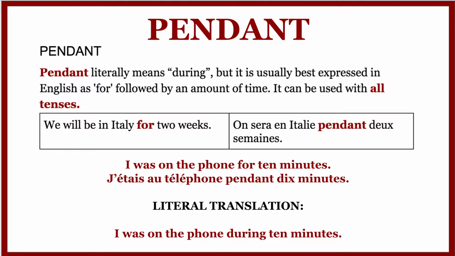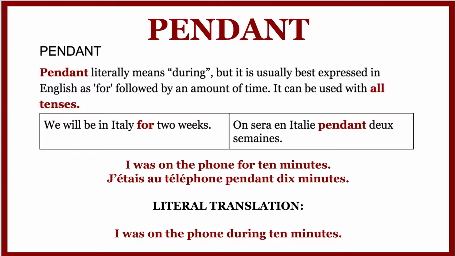I have some more examples, but now I want to talk to you about pendant. Pendant, you might know that it literally means during, but this is another way to express time. The way we would do it in English would be "for," something like, we will be in Italy for 2 weeks. Much easier in English, I think.